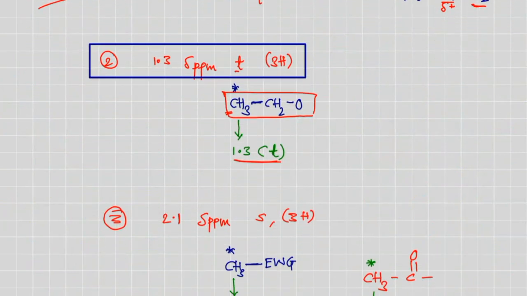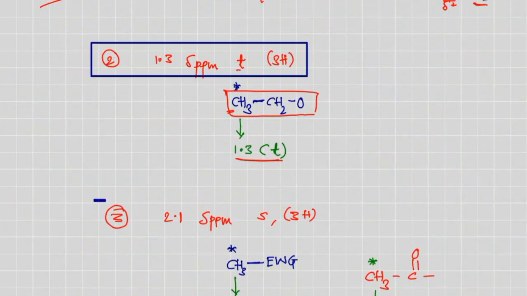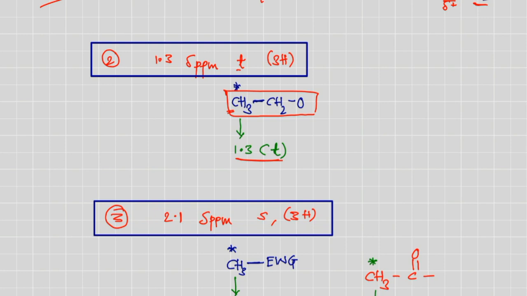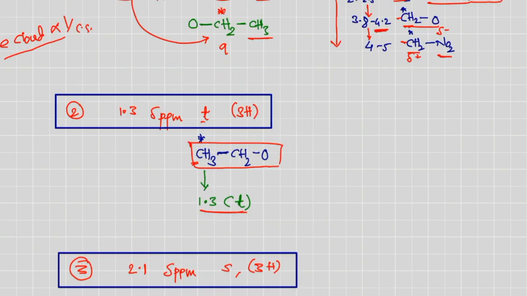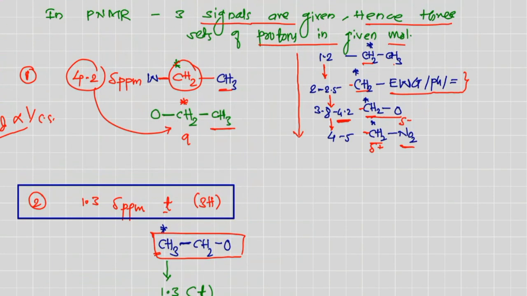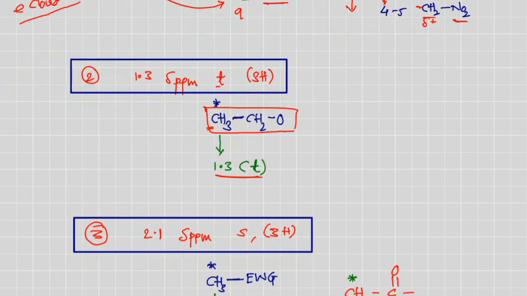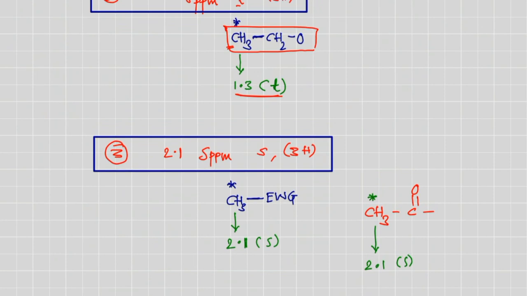Now look at the third signal now. The third signal is due to what? 2.1 delta ppm, singlet, and 3 hydrogens. As I already told you, when CH2 is attached to an electron withdrawing group or something like that, the value is expected in the region of 2 to 2.5. That means the 2.1 value is just due to the electron withdrawing group. This is called the partial anisotropic effect, and that methyl group will appear in the region of 2.1 with no neighboring hydrogen. So the multiplicity will be singlet. So this is the third signal.